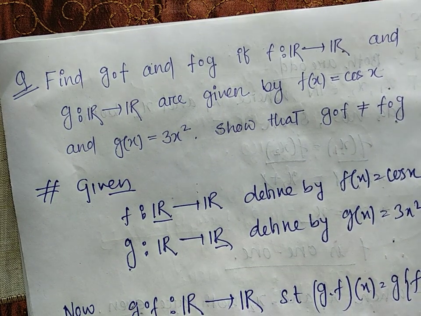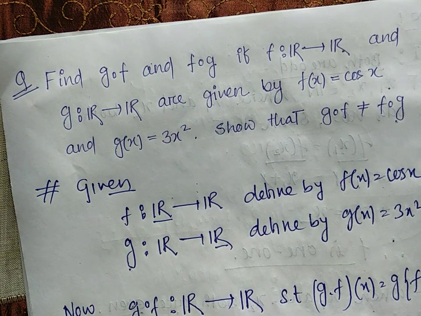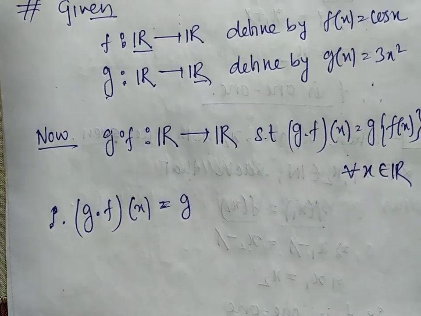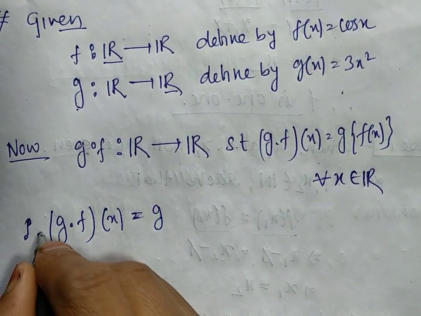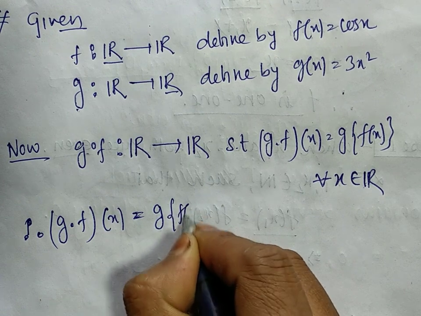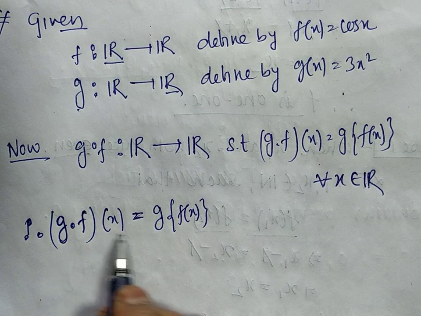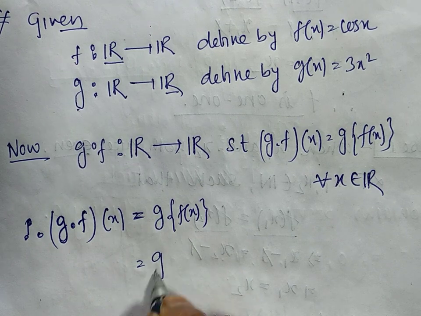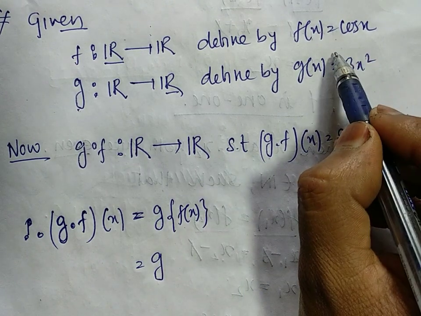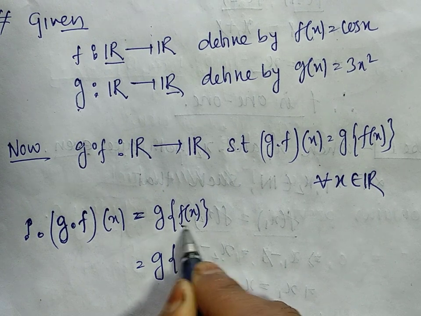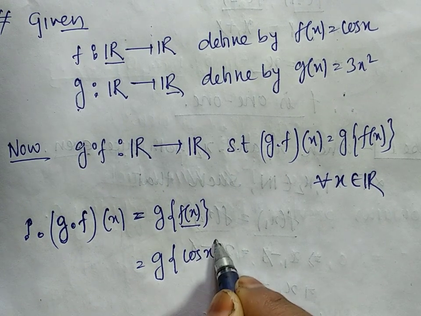Okay, now let us try to find out. Therefore g of f of x equal to, from the definition, it will be g of f of x. What is f of x? It is already defined, f of x equal to cos x. So in place of f of x we can easily write down cos x obviously.